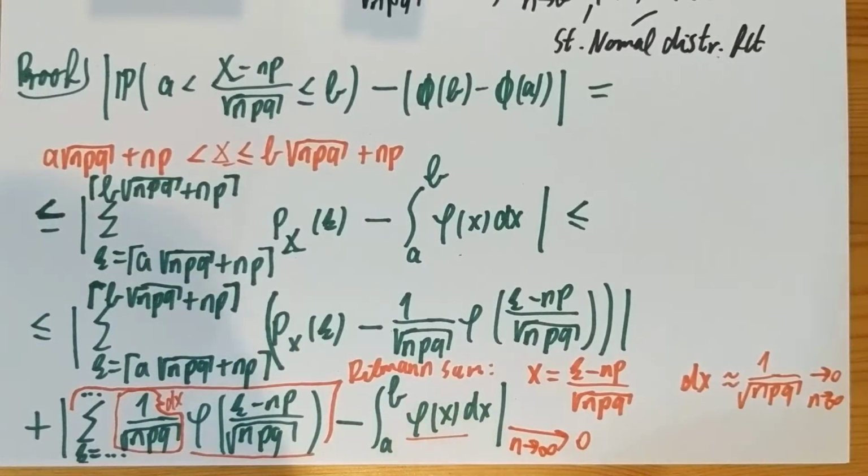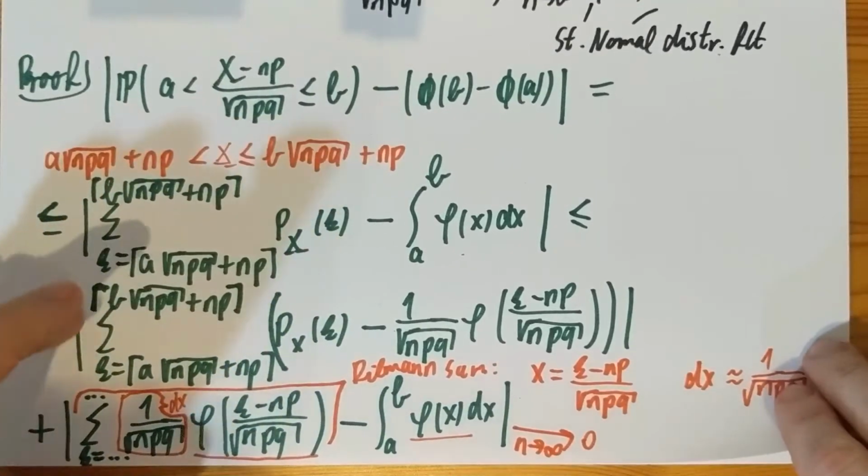The boundaries also match up. Notice that the boundaries also match up. When k is a square root of npq plus np, then k minus np over root npq is approximately a. There is a small 1 over root n order error because of the integer part, but that of course goes to 0 in the limit. And when k is b square root of npq plus np, then k minus np over square root of npq is b, plus a little error caused by this integer part, which is divided by root npq, so that the error vanishes in the limit. So the second term goes to 0. Okay? This leaves us with the first term.